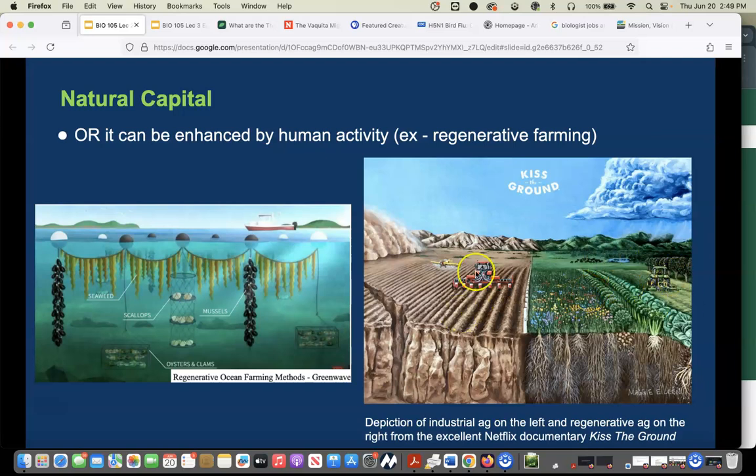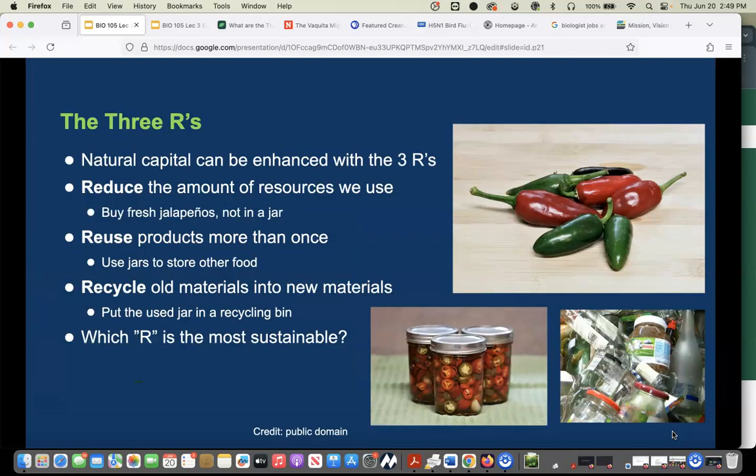Regenerative agriculture is going to provide a much more biodiverse area, a much healthier area that will provide more ecosystem services. And if you have not seen the Netflix documentary Kiss the Ground, this is a great documentary to talk about regenerative agriculture. It's very interesting and honestly motivating in terms of some of the negative things that you hear about farming today.